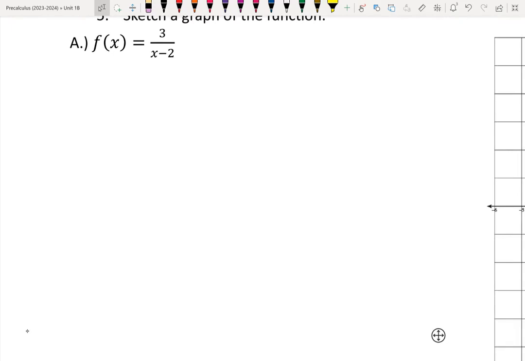But first off, we need to factor. Can I factor this? Can I factor 3? What about x minus 2? So that's as factored as we can go. So, are there any holes? No, no holes.